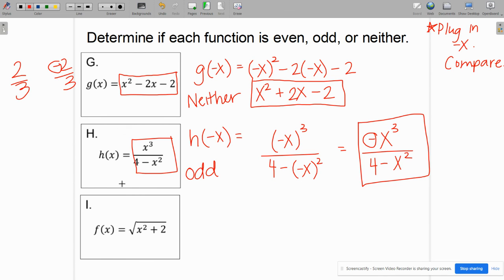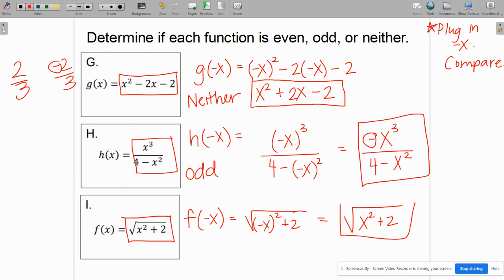Lastly, let's look at f of x. So if we want to take f of negative x, that means we are going to take the square root of negative x, the quantity squared, plus 2. Well, squaring negative x is going to give us a positive x squared plus 2. So when I plugged in negative x, I got the exact same output as when I plugged in positive x, right? These two functions end up matching each other. So since these match each other, this is going to be an even function.